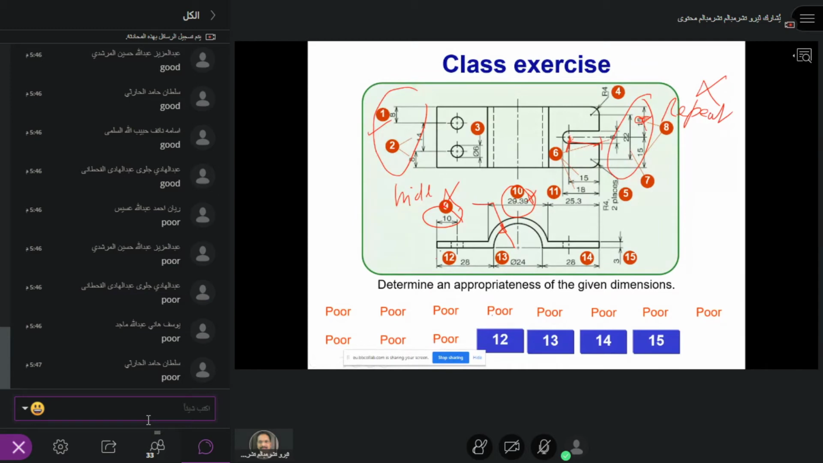12. Where is 12? 12 is here. This is wrong because this is a semicircle. You cannot mark the dimension here. Instead, you should take the center, right? So this is poor.